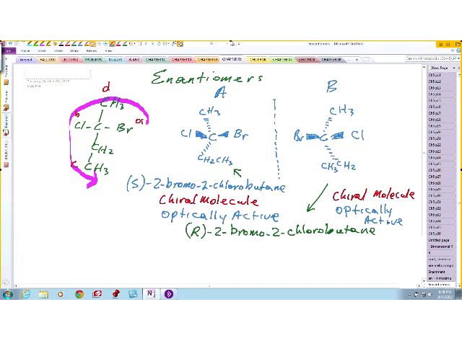Okay, now, let us come back to this molecule here. That is the S. The molecule that we call S, which is this one here. Let me see. So we have the chlorine coming at you. Is that right? To your right, yes. No.